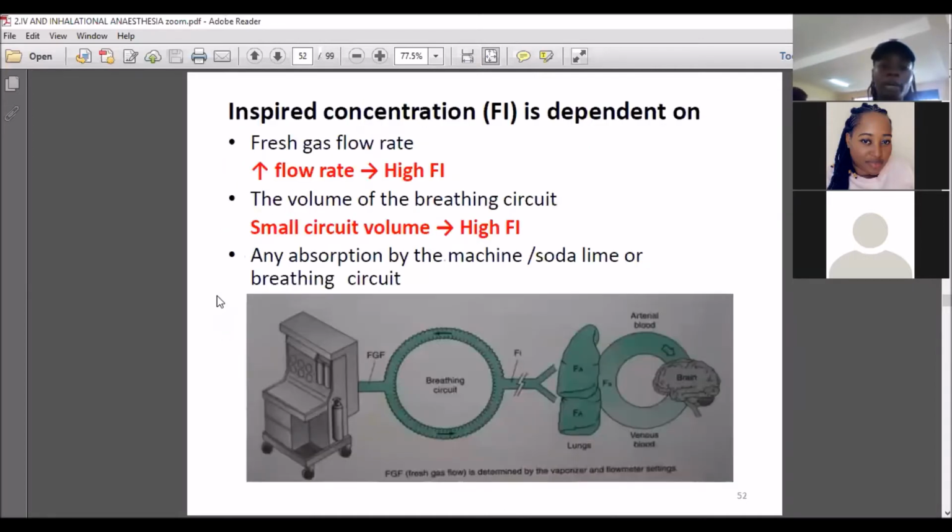We are going to talk about the inspired concentration first. This FI is dependent on the fresh gas flow rate, whereby an increase in the flow rate will lead to a high inspired concentration. It also depends on the volume of the breathing circuit, whereby a small circuit volume also leads to a high inspired concentration. It also depends on any absorption by the machine, soda lime, or the breathing circuit. So these are the three factors that the inspired concentration depends on.